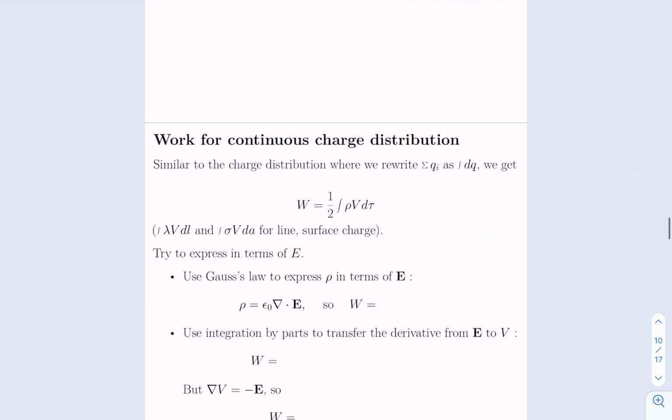And also, if you want to do the integration for the surface charge, you need to use, sorry, there shouldn't be a v. So for surface charge, it's sigma. And for line charge, the density is lambda.